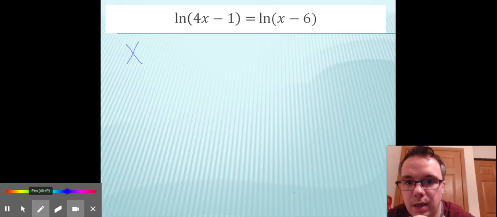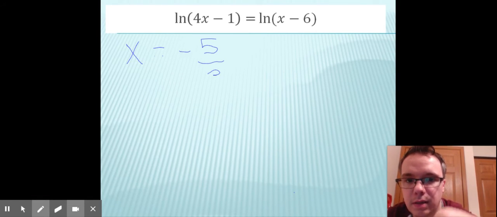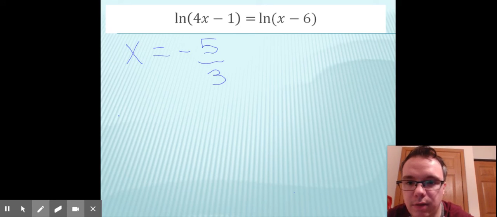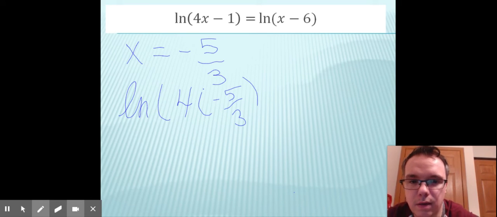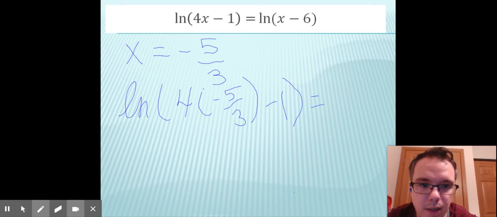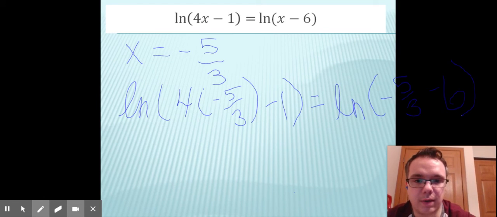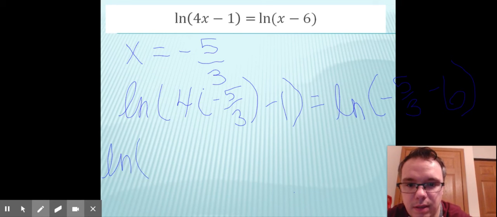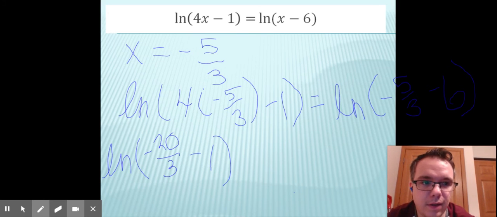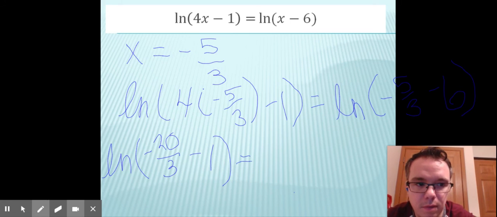All right, so we had the answer x equals negative 5 thirds. All right, so we're going to check that out. So if I take the natural log of 4 times the negative 5 thirds minus 1, does that equal the natural log of negative 5 thirds minus 6? All right, well, 4 times the negative 5 thirds is negative 20 thirds. And negative 5 thirds minus 6 thirds would be, let's see, negative 6 is negative 18 thirds minus 5 would be negative 23 thirds.